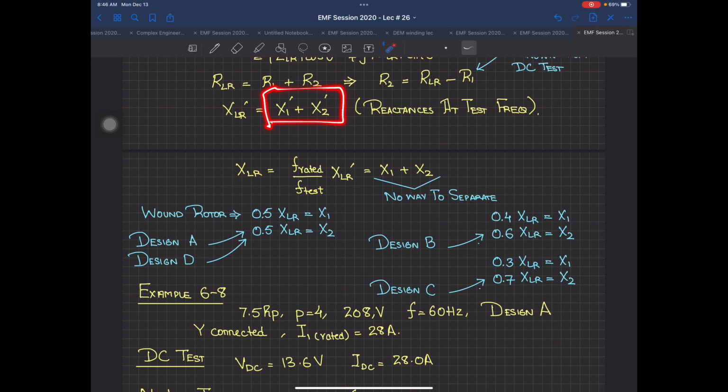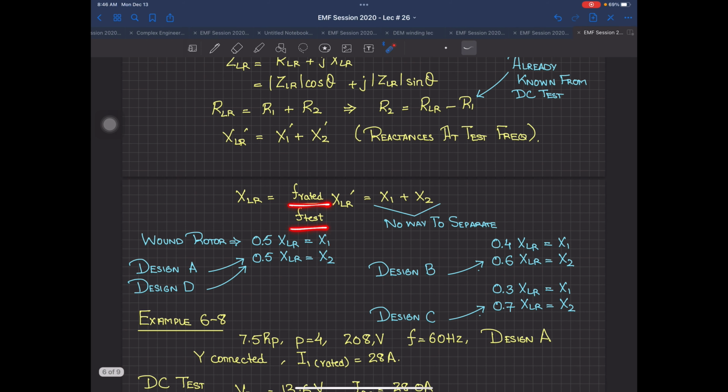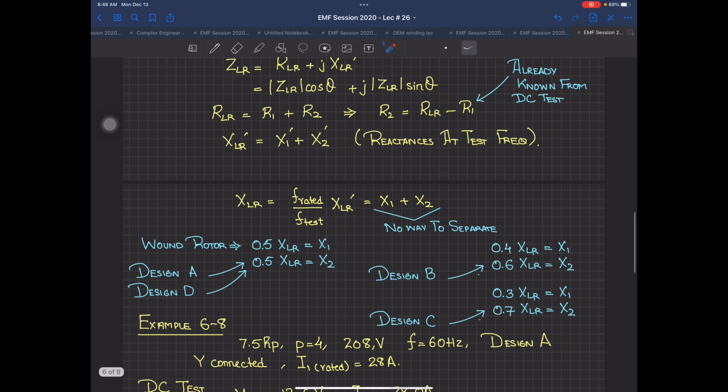Now in your book they have not given this value, but what they have done is take x1 bar plus x2 bar and convert it by f rated divided by f test. So if you did your experiment at 25 hertz, this will come over there, and your rated is back at 50 hertz. So they are converting it back to its 50 hertz equivalent value, and then you have your x1 plus x2.